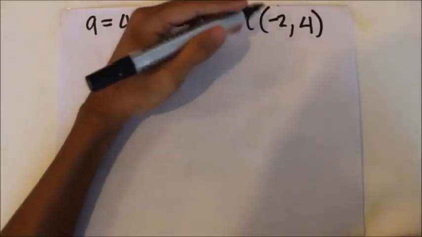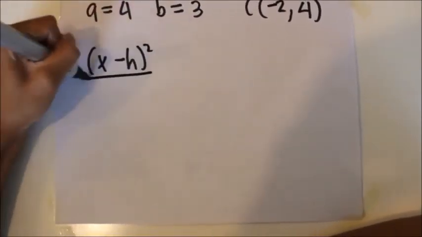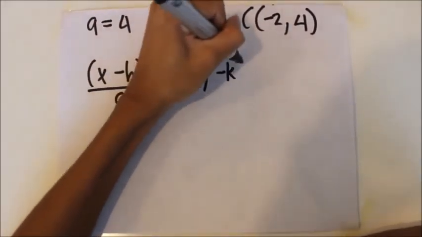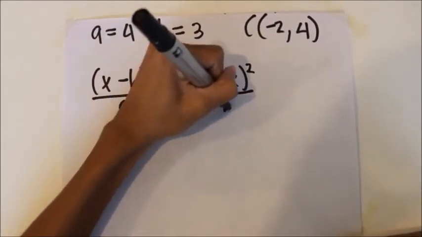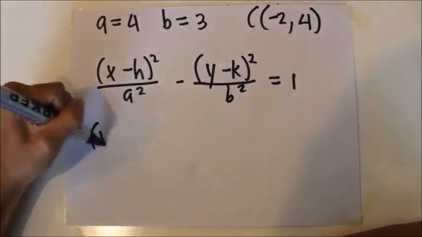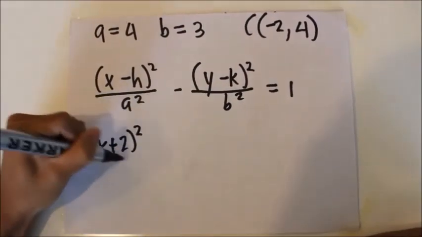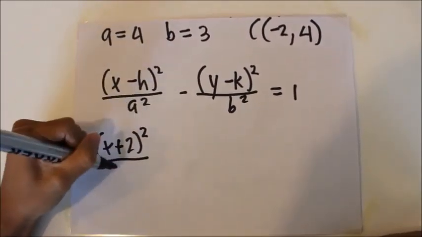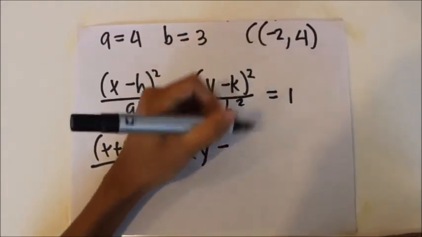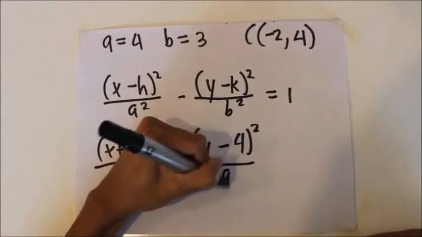Now, we use the standard formula of hyperbola that opens to the left and right, which is quantity x minus h squared over a squared minus quantity y minus k squared over b squared is equal to 1. Now it's time to substitute the values. So we get quantity x plus 2 squared over 16 minus quantity y minus 4 squared over 9 is equal to 1.